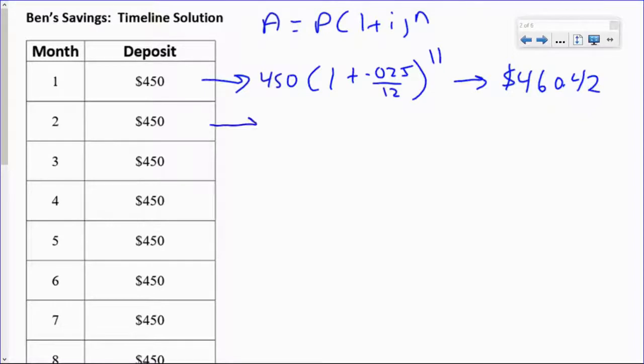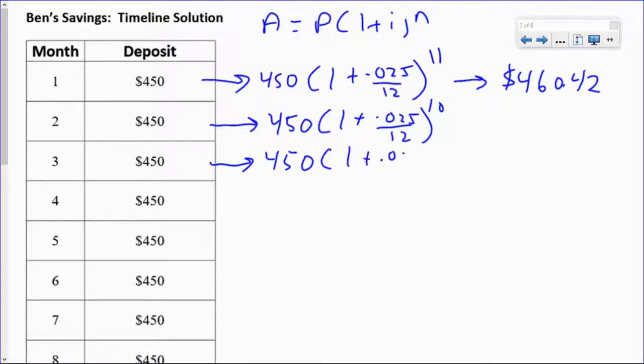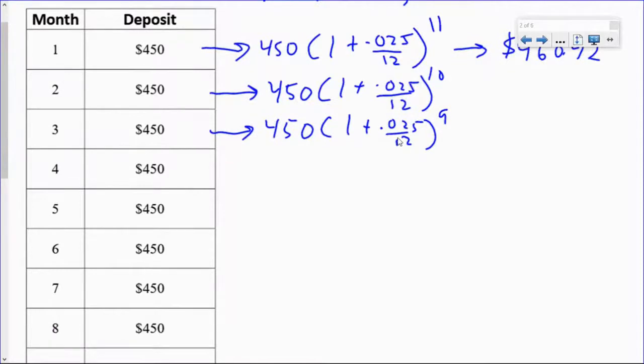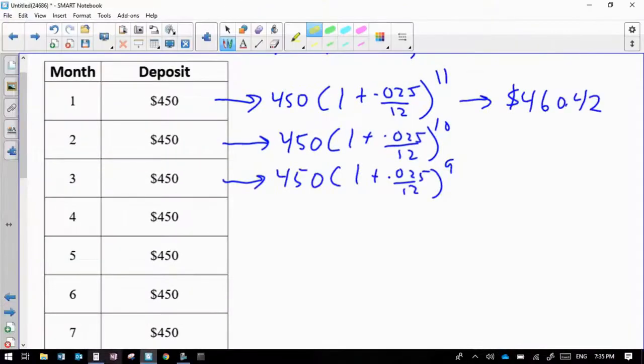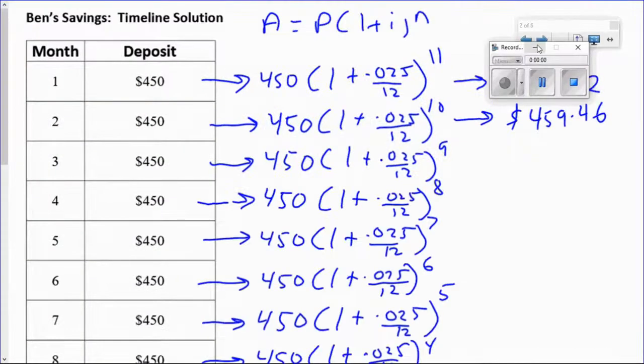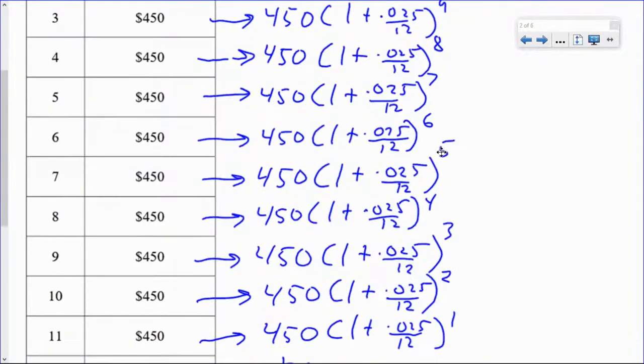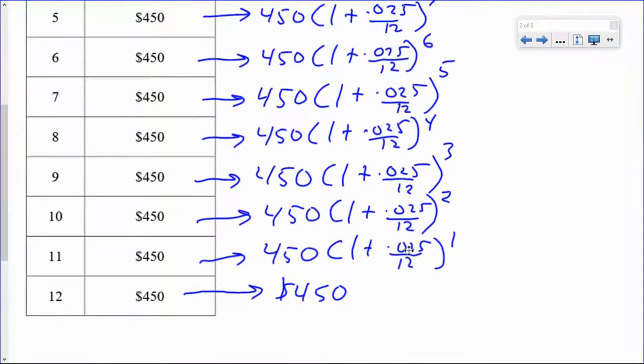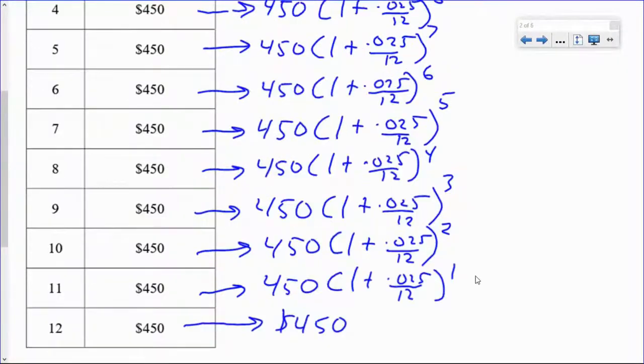The next month, that money only has 10 months to collect interest because it's in there for 10 months. The third month, that money only has 9 months to collect interest. And let's see what happens if we continue the pattern all the way down. There you see I filled in the rest of it for you, all the way down to month 11, which only has 1 month to collect interest, and then month 12, no months.